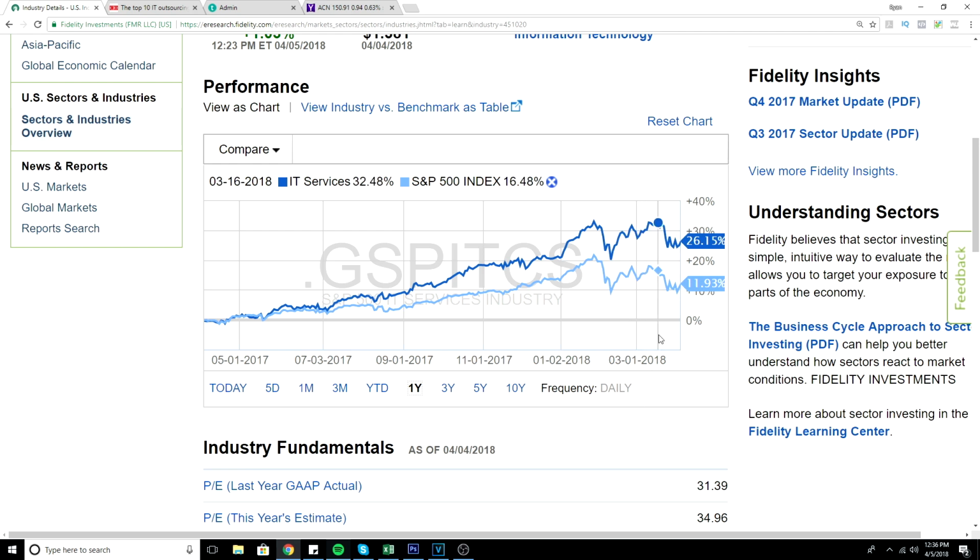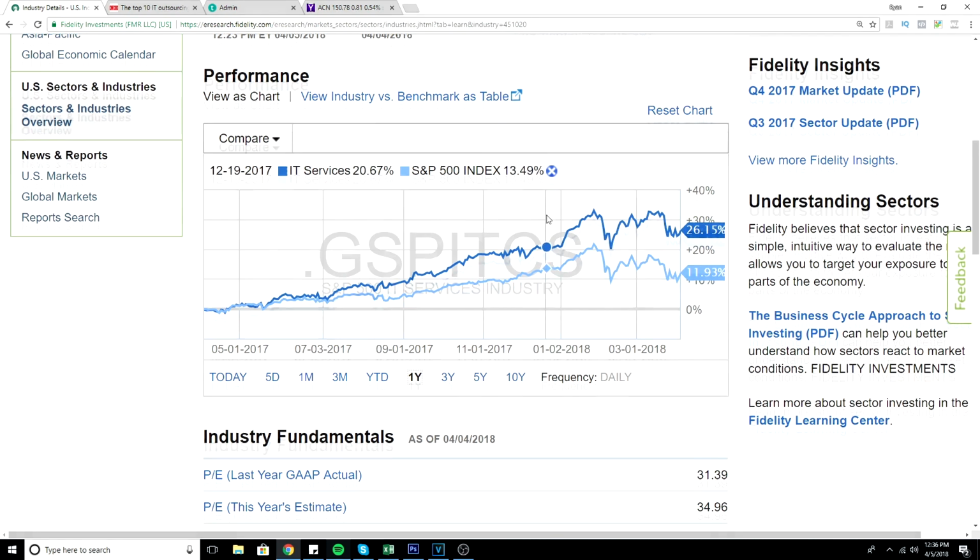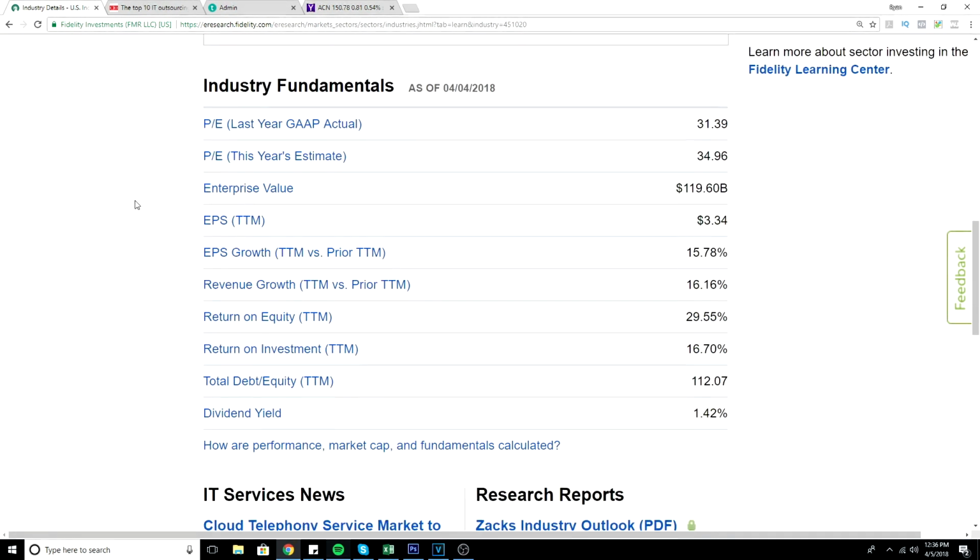So what we can gather here is that this industry seems like a newer trend, this trend with IT services. Hopefully it still has some momentum. And if this was something that interested you, you might decide, okay, I want to find a potential investment within the IT services industry. Now, beyond that, if we scroll down here, we get some very useful industry fundamentals.